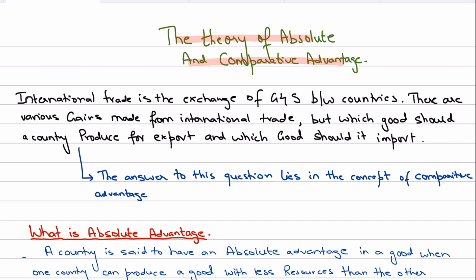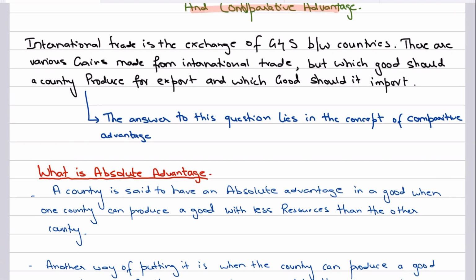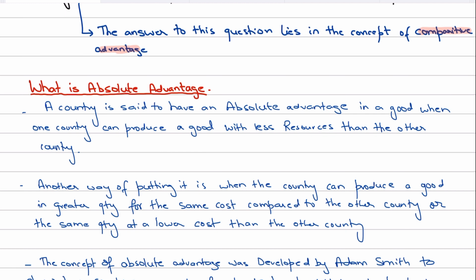So which goods should a country produce for export and which goods should it import? Guys, the answer to this question lies in the concept of comparative advantage. Remember one thing very clearly: although we're going to be studying absolute advantage in this video, the theory of comparative advantage always holds more power over absolute advantage, and we're going to be seeing that in the later videos on this chapter as well. So one thing is very clear: countries, instead of being self-sufficient in both goods, will try to specialize in the one in which they have an advantage.